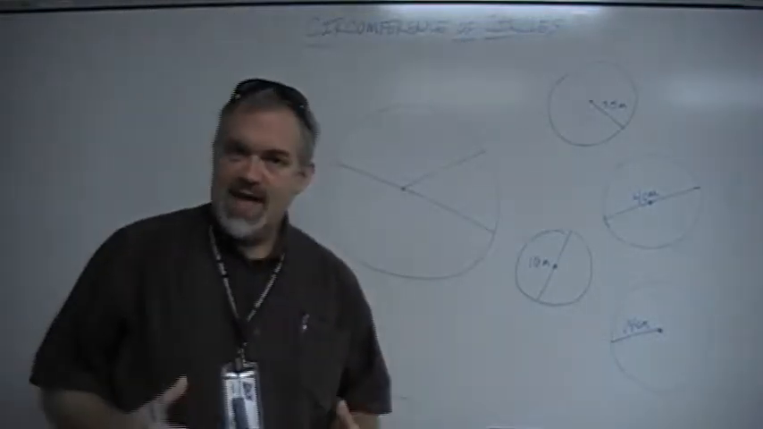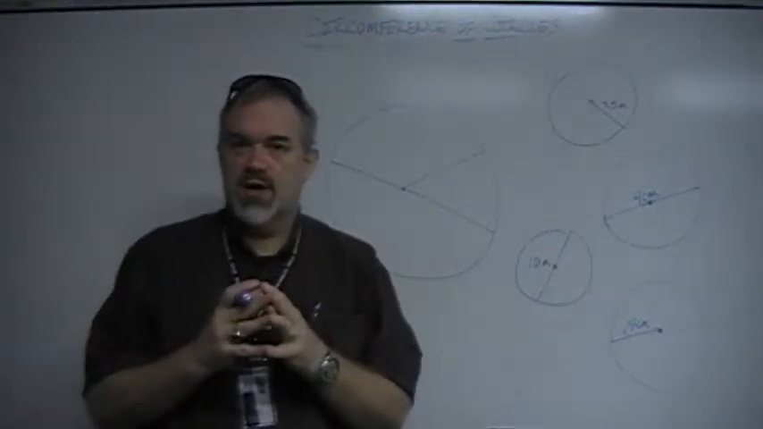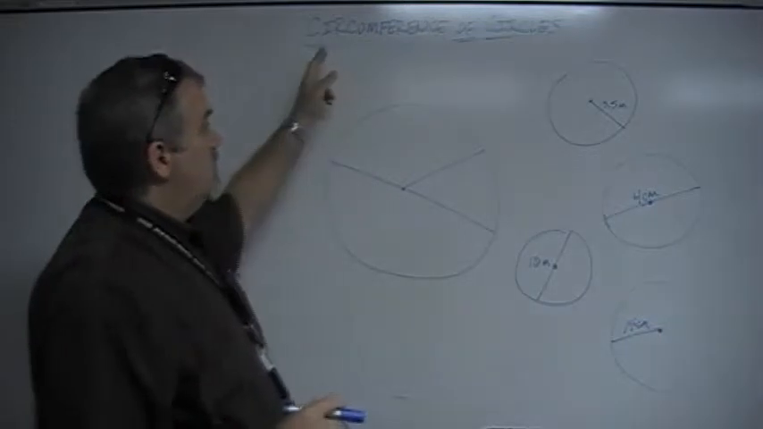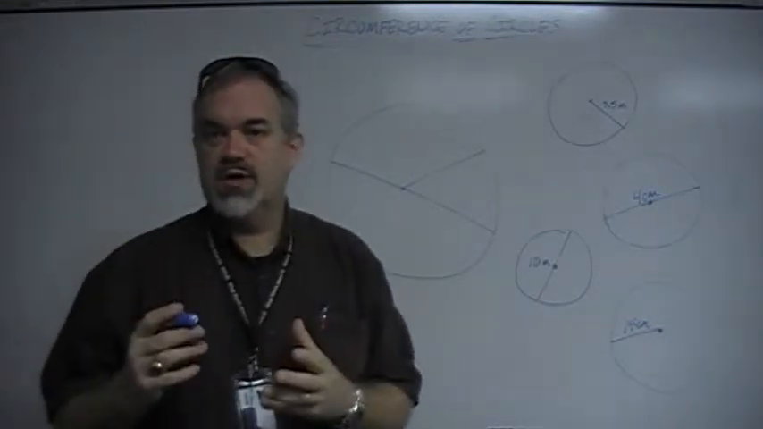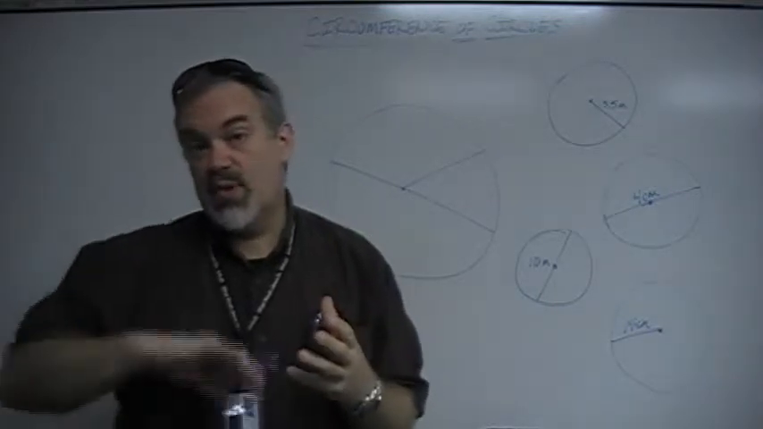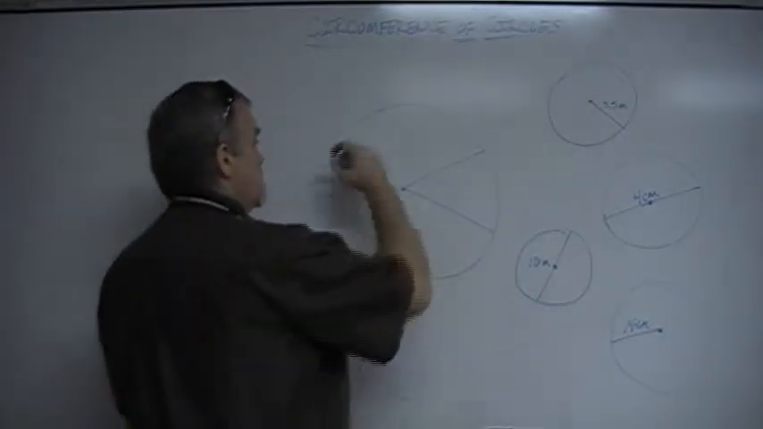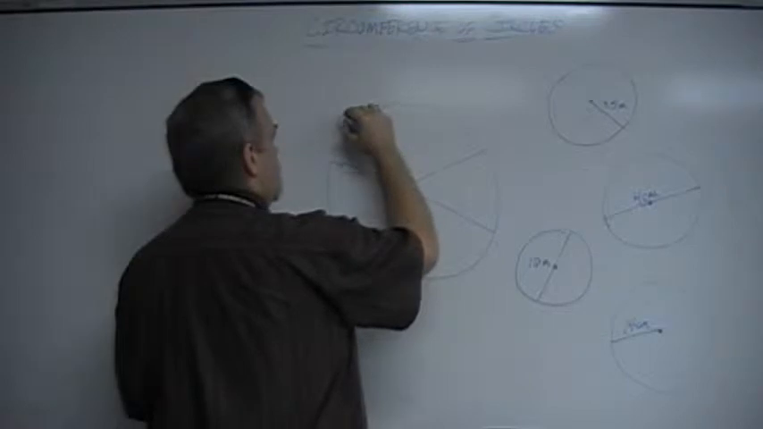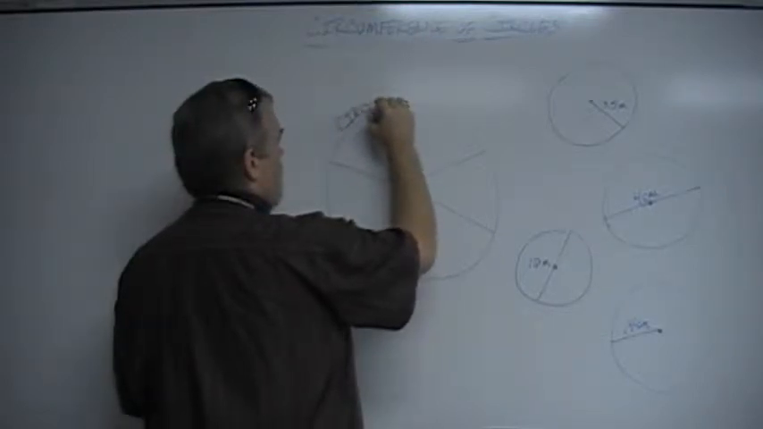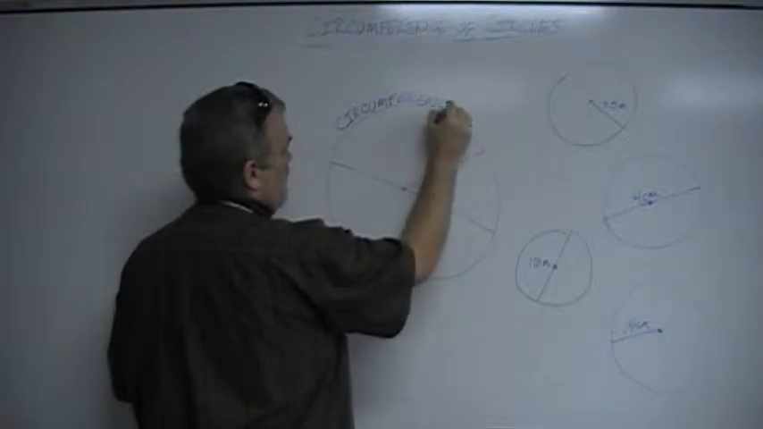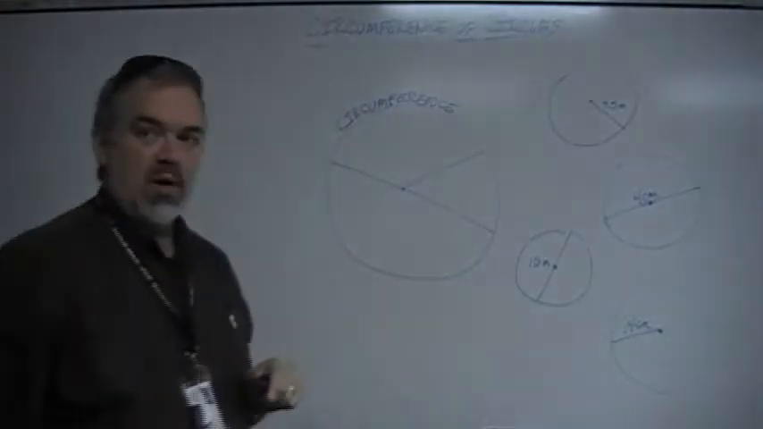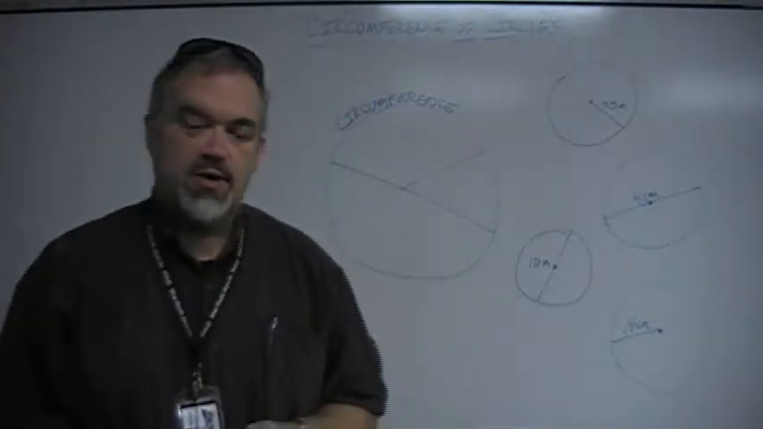Our topic for today is circumference of circles. Now, the word circumference is just a specialized word that we use with regard to circles that talks about the perimeter of a circle. So the distance around a circle is called the circumference. It's just another word for perimeter, but specifically related to circles.